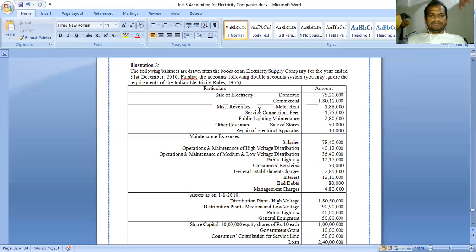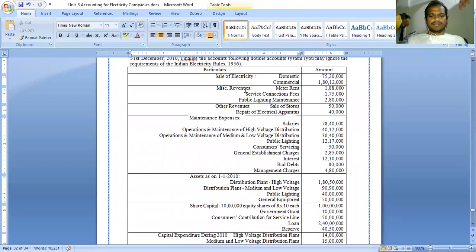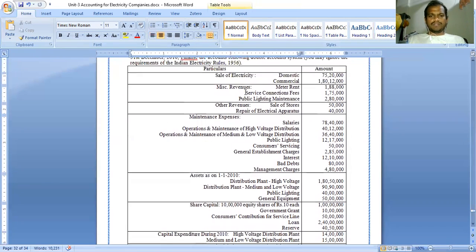So, accounting for electricity company, final accounts, illustration 2. The following balances are drawn from the books of an electricity supply company for the year ended 31st December 2010. Finalize the accounts following double account system. So, these are the particulars given in these illustrations.